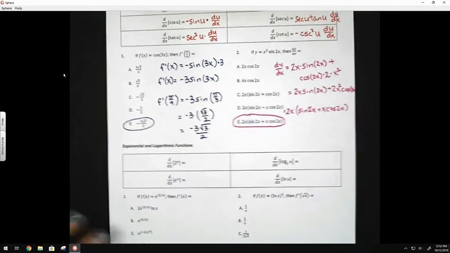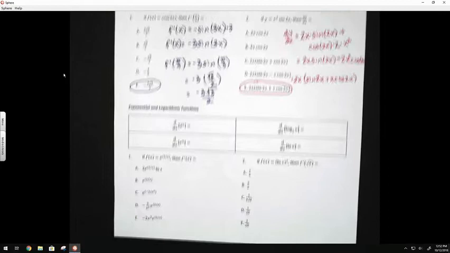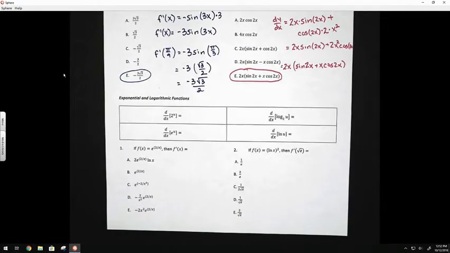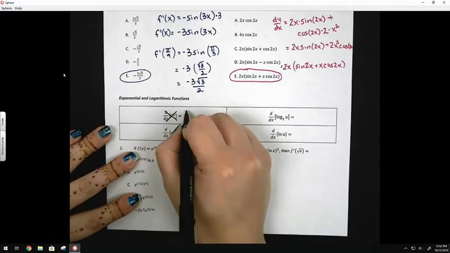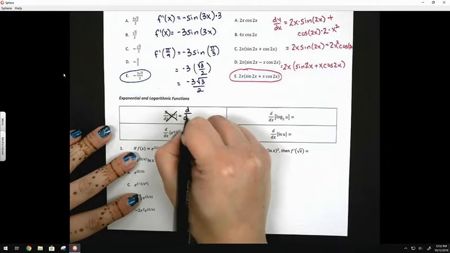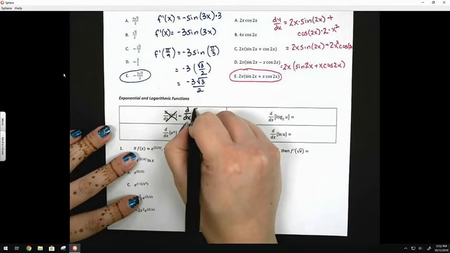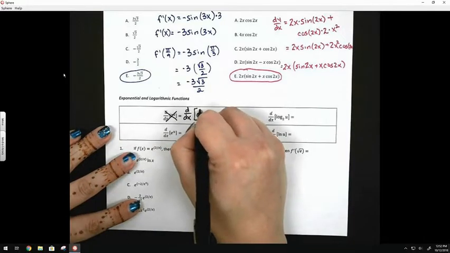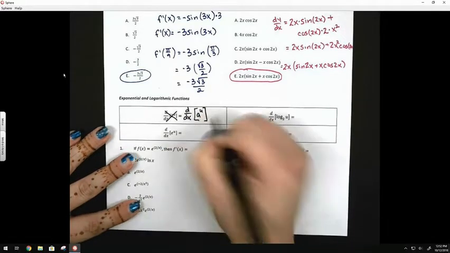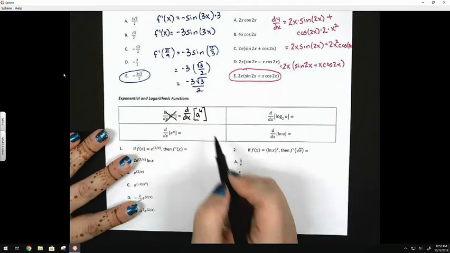Those are our trig functions. All right, so now we're going to look at the derivatives of exponential and logarithmic functions. Before we do that first one, though, I want you to change it for me. We are going to change this to say d/dx of, instead of 2 to the u, a to the u, because it doesn't have to just be a base 2. It can be base anything.